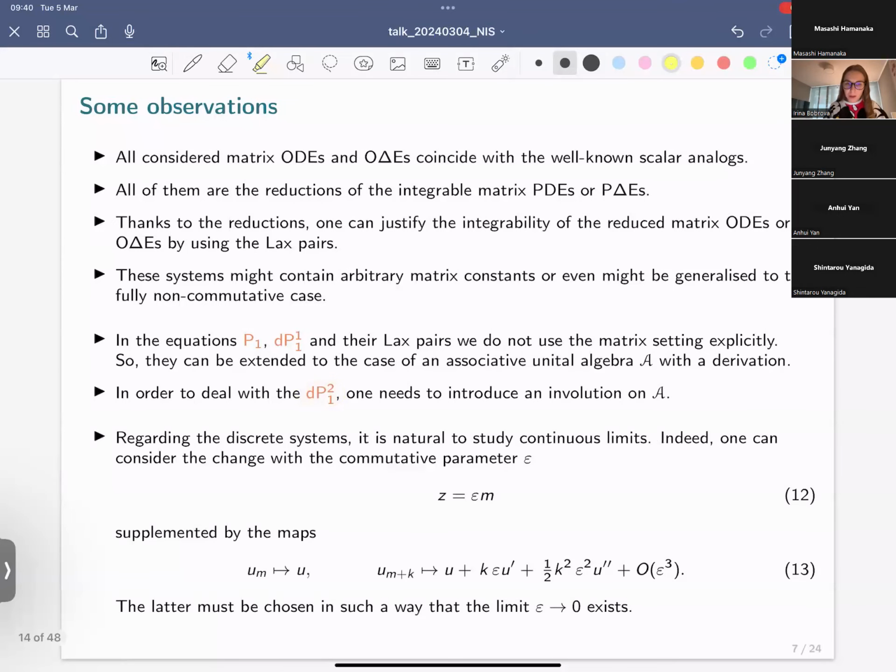And the last thing about this is related to continuous limits. We know that in the commutative case, starting from a difference equation, we can study its continuous limits. It means that we make the size of the lattice very small, and due to this we introduce this change of variables. In the right-hand side we have the lattice parameter m and the parameter epsilon, the small scalar or commutative parameter.